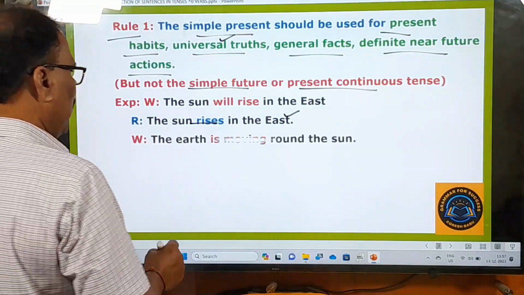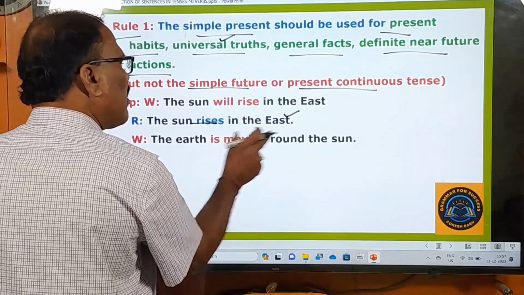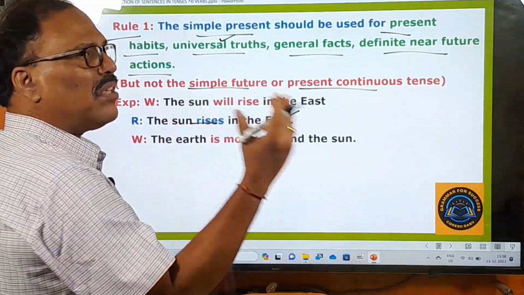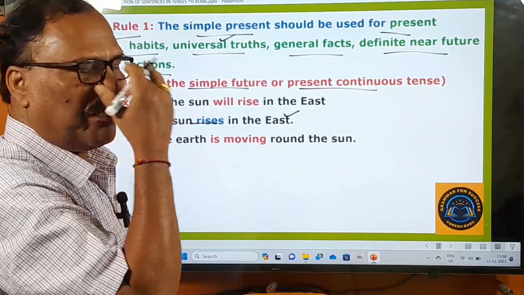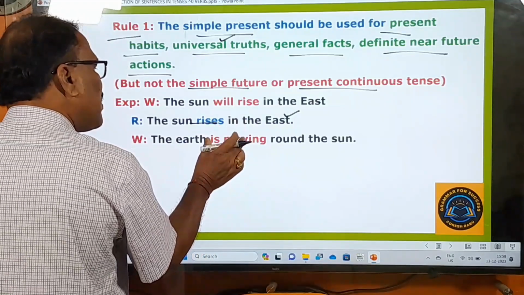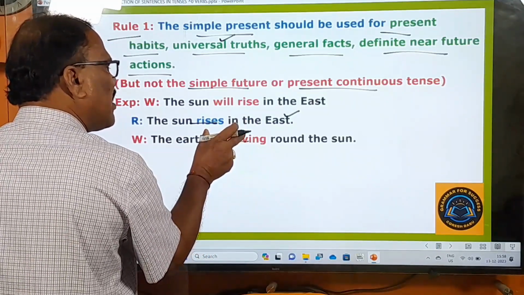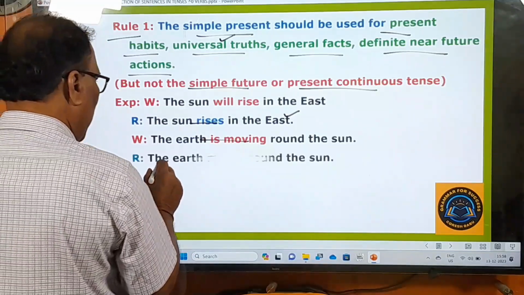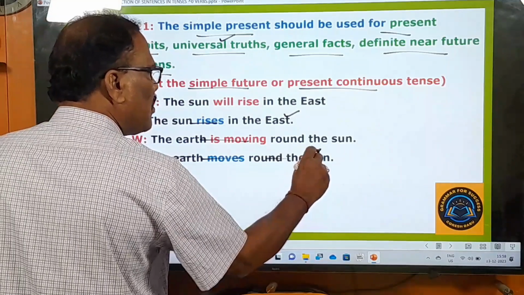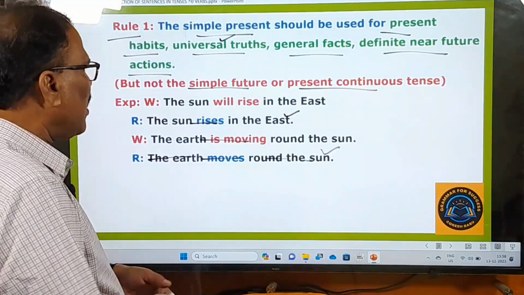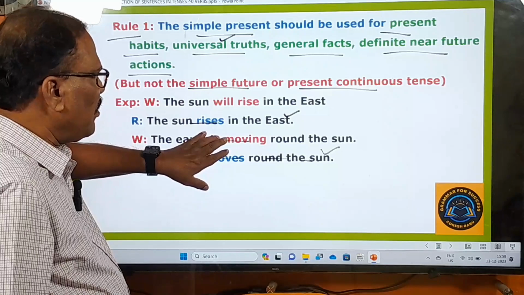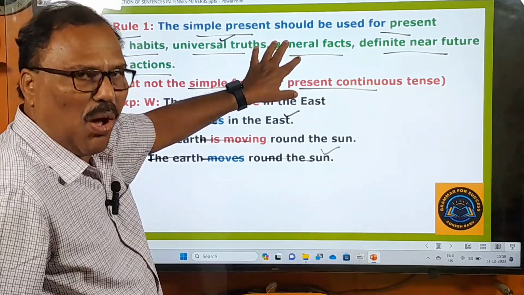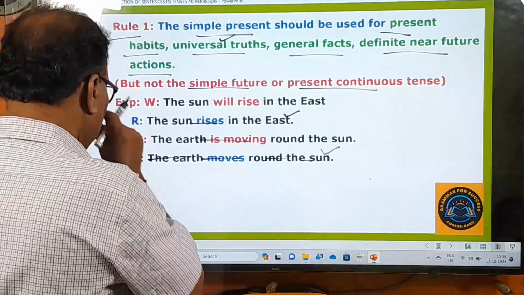Similarly, I'll give you two more examples. The earth is moving around the sun. The moving of the earth around the sun is a universal truth, as all of you know very well. But here that universal truth is expressed in the present continuous tense. This is absolutely wrong. Therefore, you have to say, the earth moves around the sun. This is the right one. Using the simple future or present continuous to indicate these aspects is absolutely wrong.